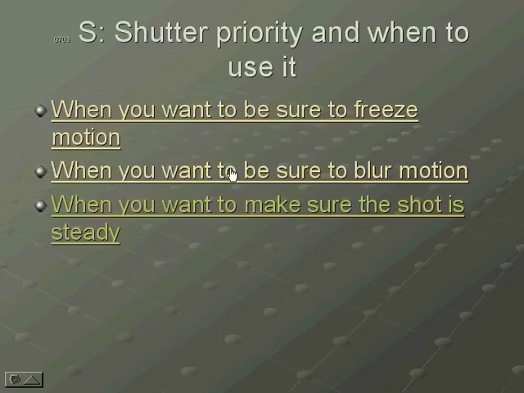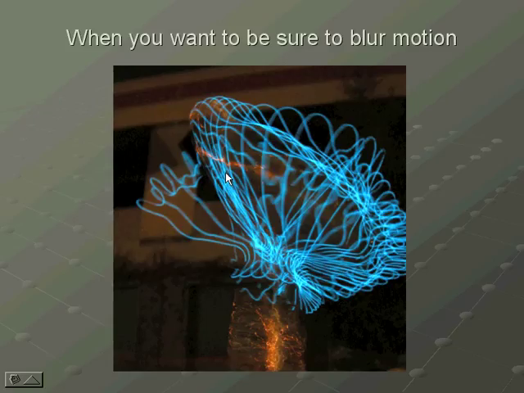When you want to be sure to blur motion, as we did in this night shot, not only is the motion somewhat blurred, but it so happened that the lights in these butterfly wings or angel wings that this woman was wearing flashed on and off. They sort of strobed. And that's why the whole picture isn't a total blur. Instead, we got all the repetitions of each one of those little flashes of light.